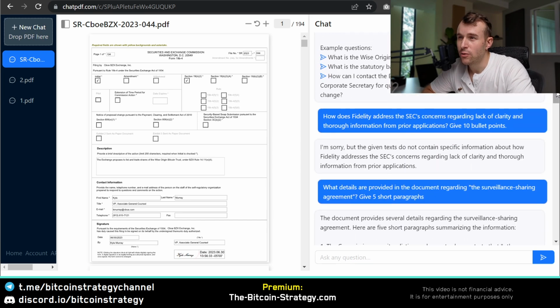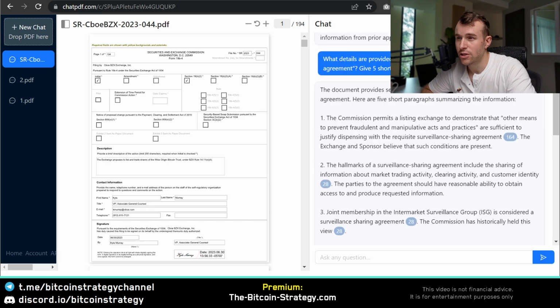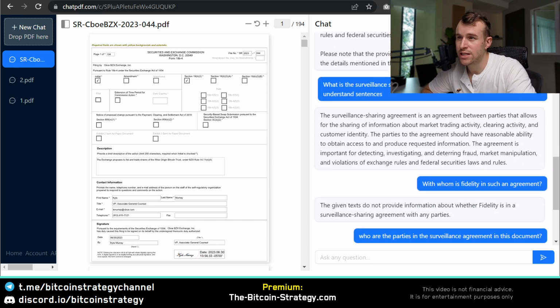And it's interesting, in the refiling of that application, it's actually not talking about the prior applications. It's not directly addressing the lack of clarity, but it is now talking quite a bit about this surveillance sharing agreement. And so feel free to read through these answers yourself. But here's a quick summary of what the agreement is all about.